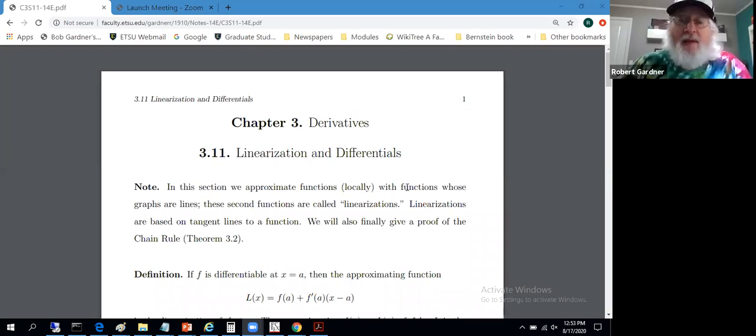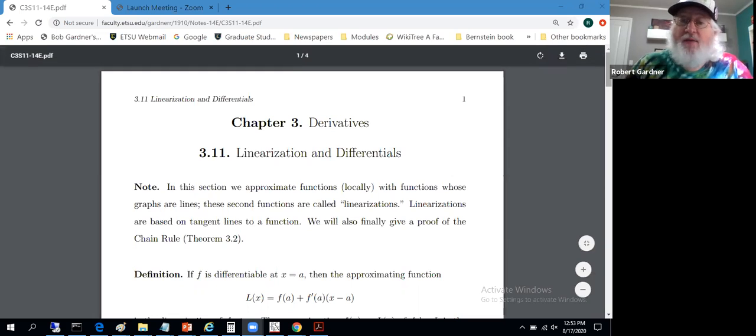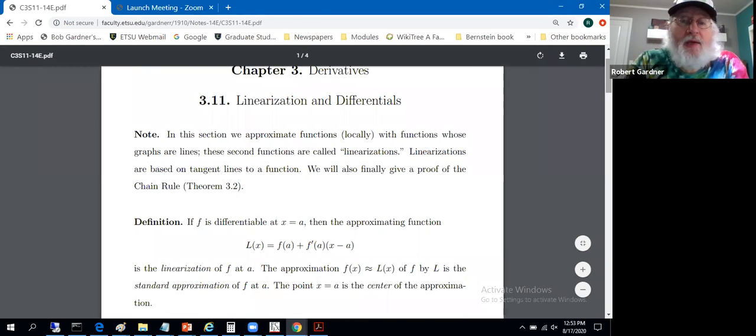Now for something somewhat different, linearizations and differentials. So let's wrap up chapter 3. This is, though the conversation's a little bit different, basically the same stuff we've been doing, which is approximating a function with a line. So the plan in this section is to approximate functions locally with functions whose graphs are lines.